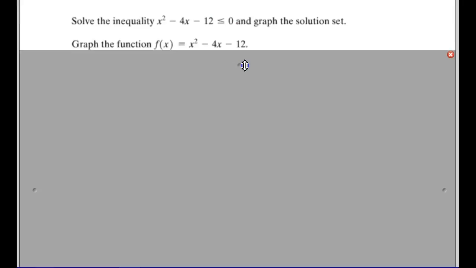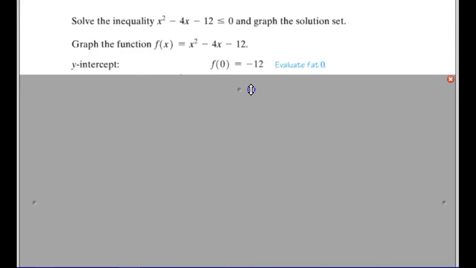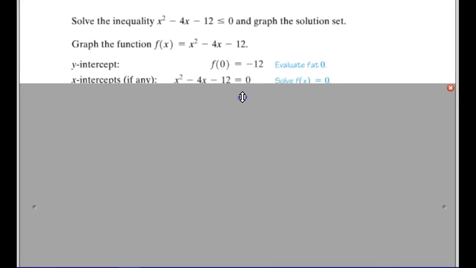So here we're going to solve this inequality: x squared minus 4x minus 12 is less than or equal to 0, and then graph the solution set. So the first thing I want to do is go ahead and graph it. And in order to graph it, I have to find several of my points. The easiest point to find is the y-intercept. So I set my x equal to 0, and I find that my y-intercept is at negative 12.